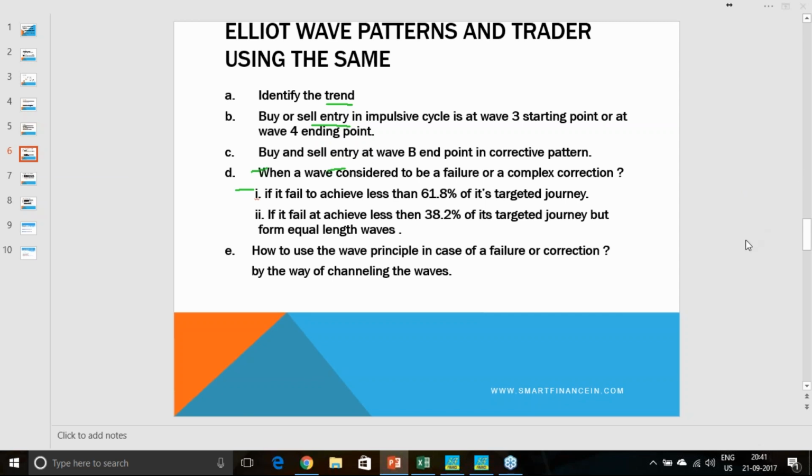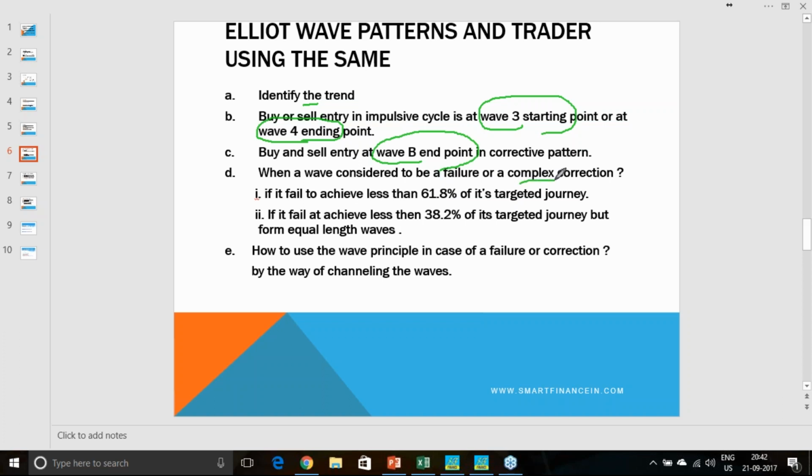Now come to these patterns. As a trader, how can we use them? We can utilize them for identifying the trend, and where we should buy or sell. We have only two points to buy or sell. If we are following an impulsive cycle, then it is the wave 3 starting point or the wave 4 ending point. These are the two points where we should enter. If it is a rising impulsive, we should buy. If it is a falling impulsive, we must sell. So these are the points we should make an entry for the buy or sell. If it is a corrective pattern, then the buy or sell entry happens at the wave B end point.